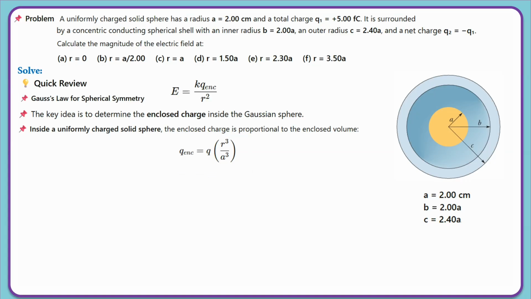Now let's solve the problem step by step. Step 1. Calculate the field at R equals 0. At the center of the sphere, the Gaussian surface encloses no volume, so the enclosed charge is 0. Therefore, the electric field is 0.